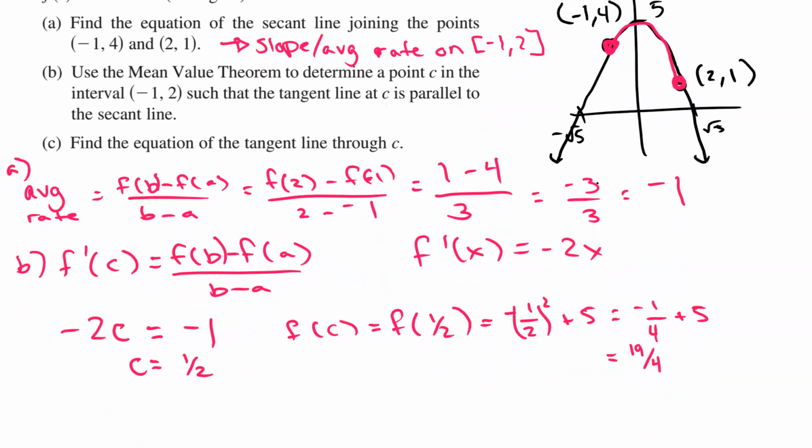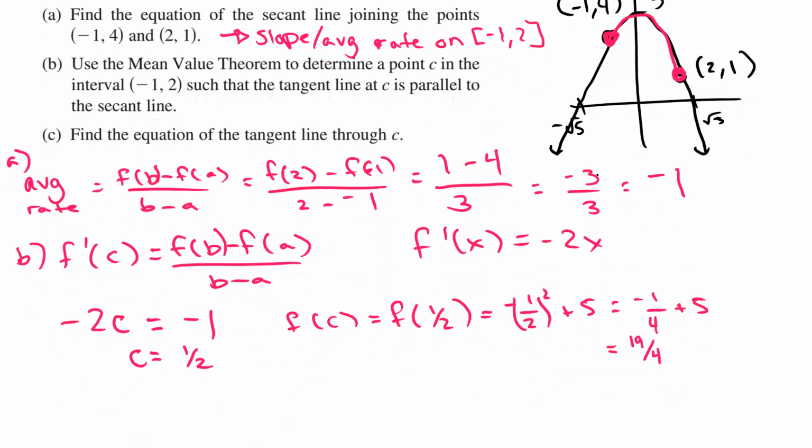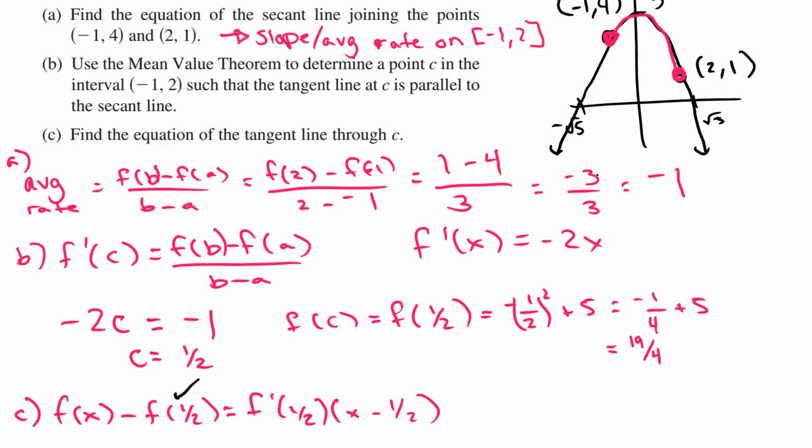And lastly, we have to find the tangent line that goes through c. So tangent line, our equation, f of x minus f of c, which is 1/2, equals our derivative at 1/2 times x minus c, x minus 1/2. We've got f of 1/2. We don't have f prime of 1/2, so we still need to find that. Our derivative, remember, was negative 2x, so I've got negative 2 times 1/2, or negative 1.